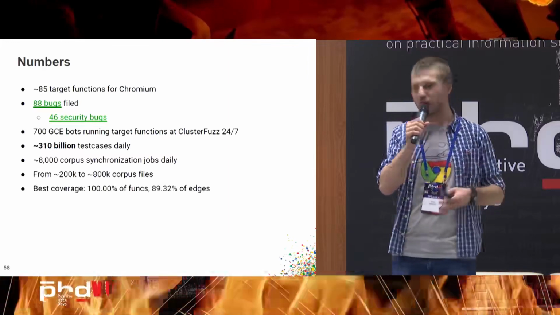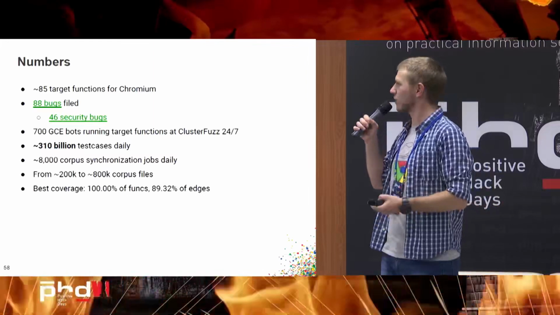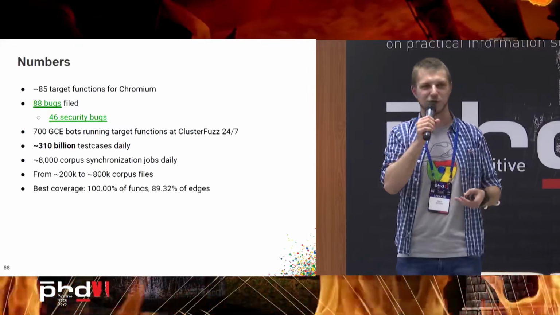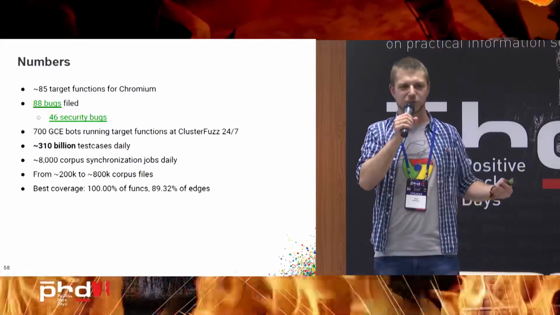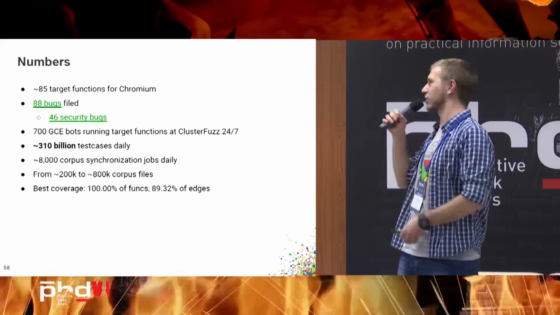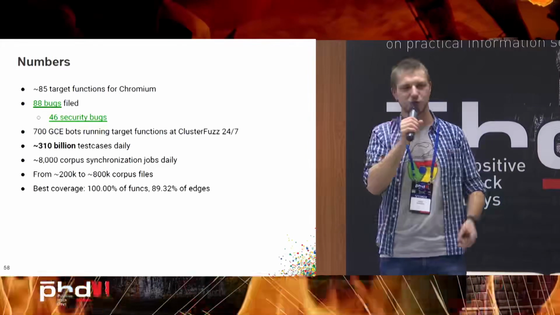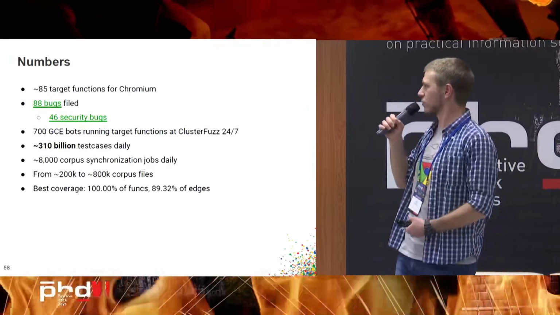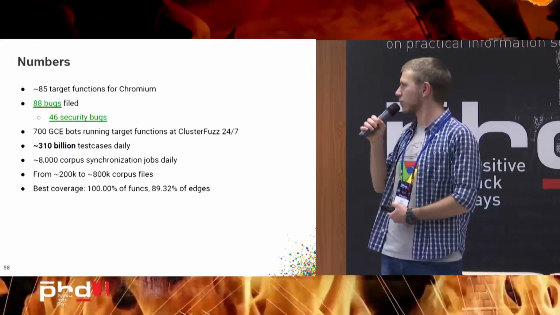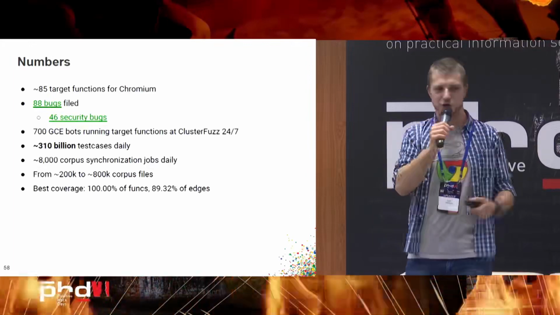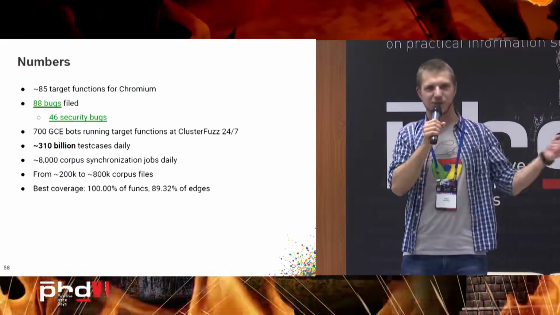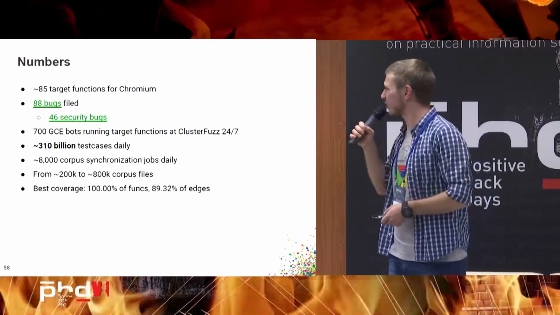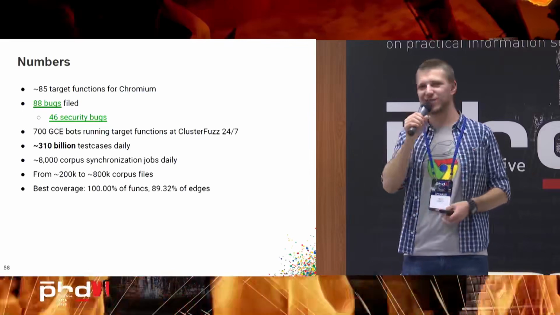Well, at first I was concerned. I thought it was too little, but I was told it was great. They explained that a lot had been fuzzed in the previous 4 years using classical fuzzers. So they say that indeed LibFuzzer helps us identify some new things we wouldn't be able to find otherwise. We have about 700 Google Compute Engine bots running it. We do about 310 billion test cases per day, which is a lot.